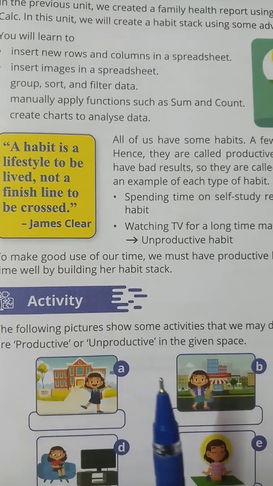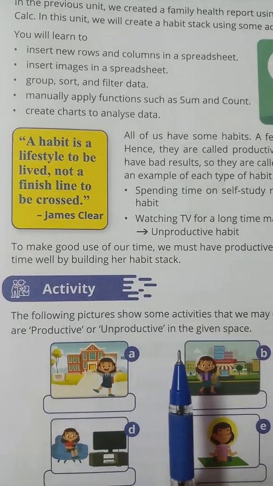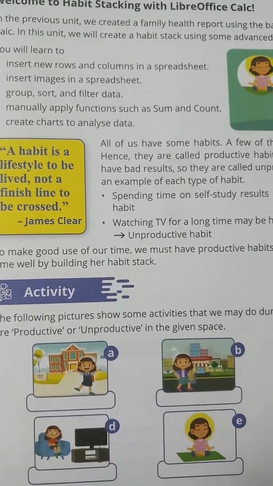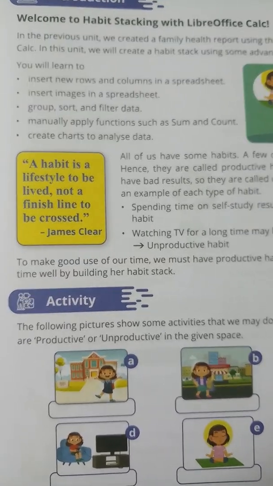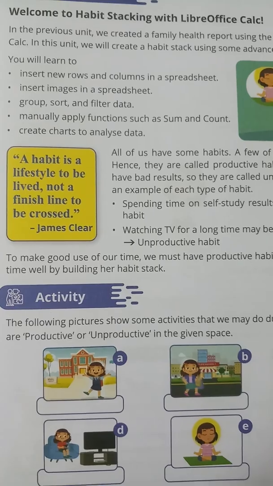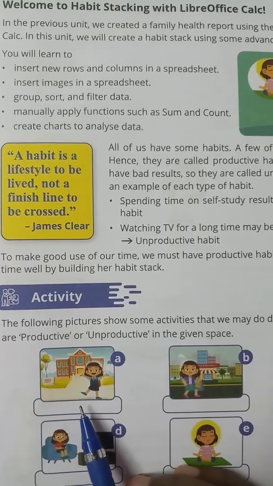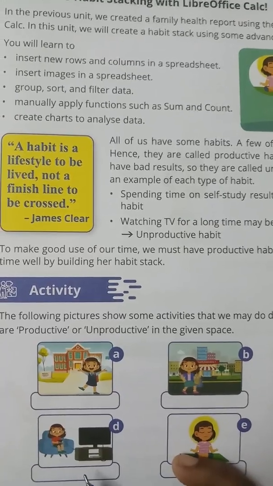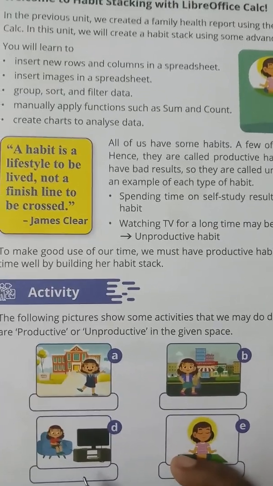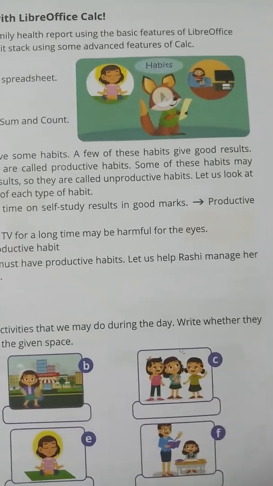And then here you have an activity. The following pictures show some activities that we may do during the day. Write whether they are productive or unproductive in the given space. You only need to write here unproductive or productive. So going to school is productive or unproductive? Yes, it's productive, so here you need to write productive. And here watching TV or playing games is productive or unproductive? It's unproductive. So you need to complete the others: B, C, E, F.